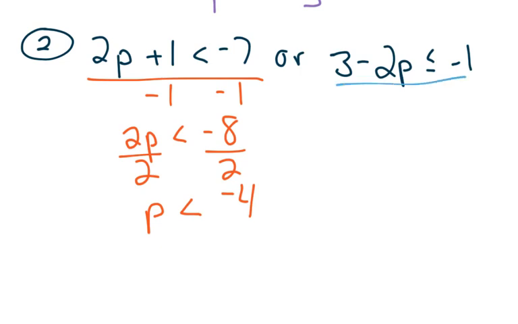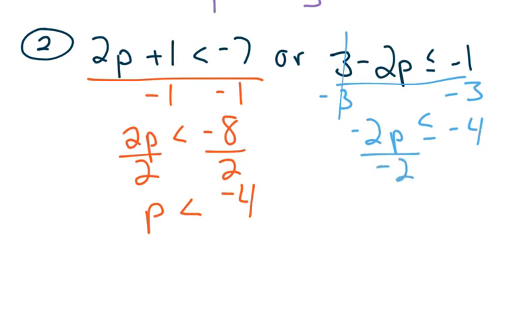So the second one here we'll do in blue. I'm going to subtract 3. I don't want to add 3 here because if I added 3, 3 plus 3 is 6, and I want it to be 0. So I need to subtract 3, and if I subtract 3 on the left, I have to subtract 3 on the right. Those cancel out. I've got negative 2p because I didn't do anything with this minus sign here. Okay, and then less than or equal to negative 1 minus 3 is negative 4.